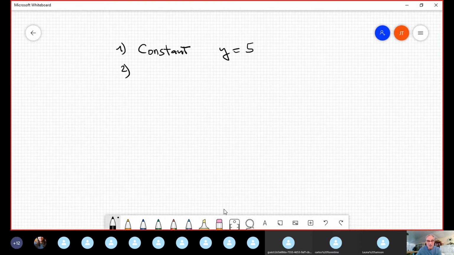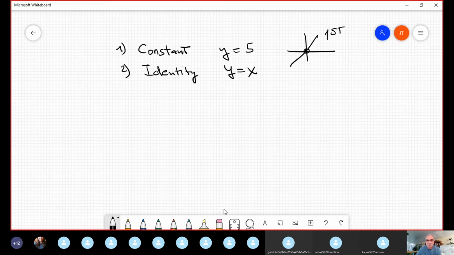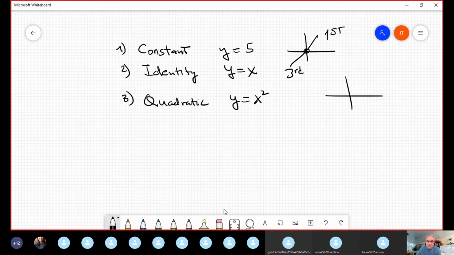The second is identity. Identity is a line, y equal x. It's a line passing through the origin, and bisects the first quadrant and third quadrant. Number 3 is super important. I like it so much. Quadratic. Quadratic is a parabola, guys. The parabola is very, very famous like that.